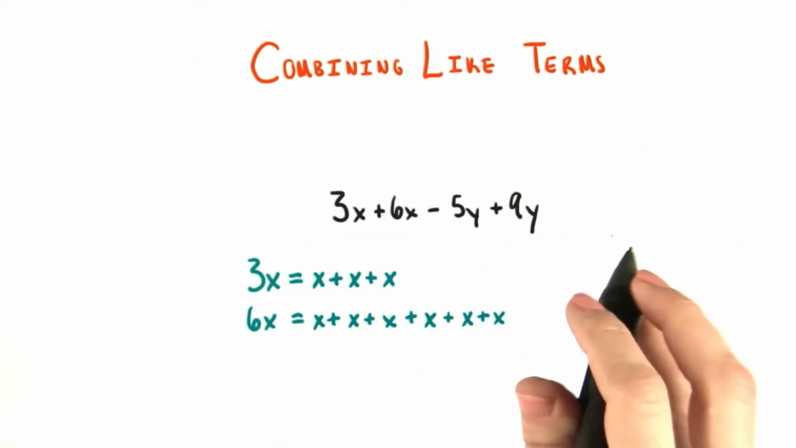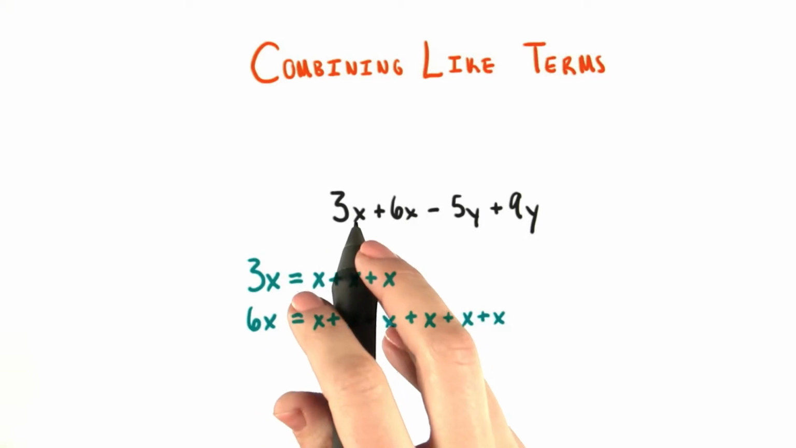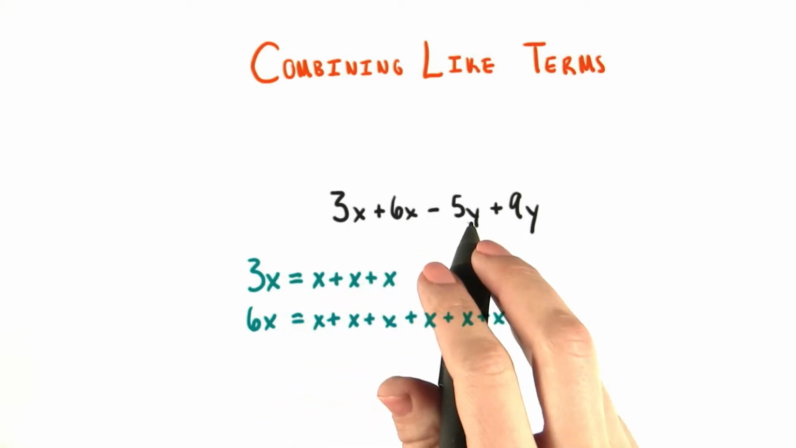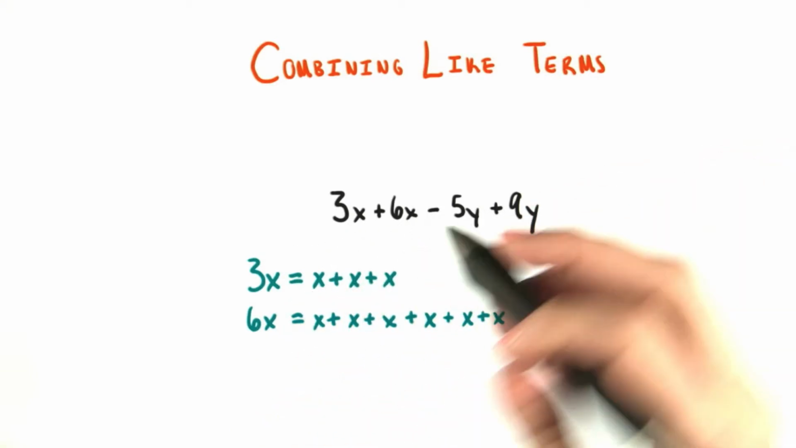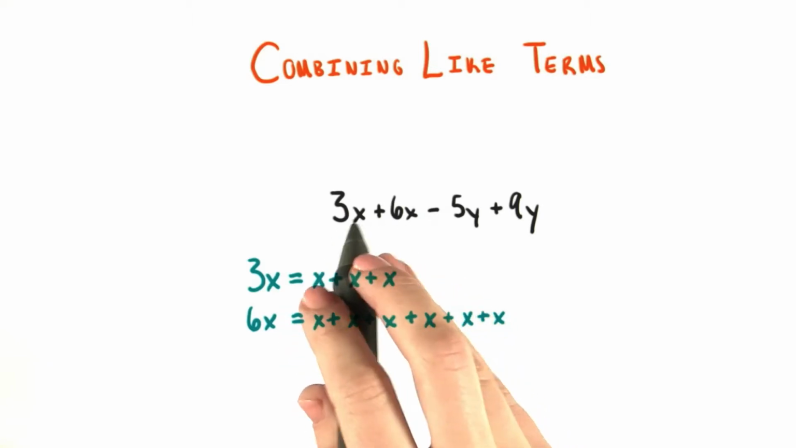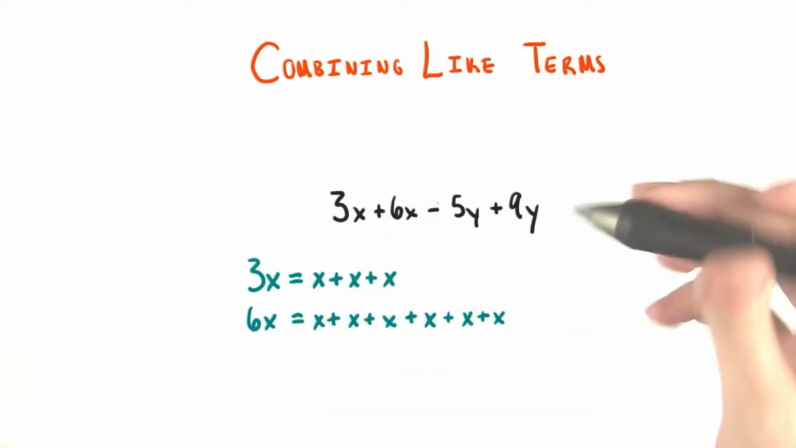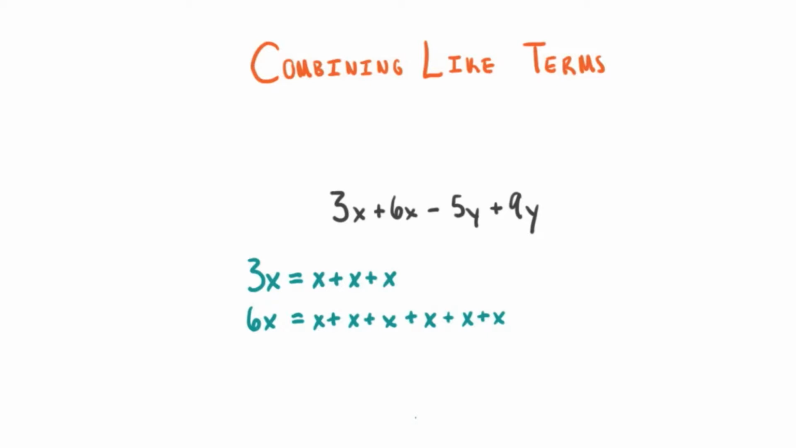So now we've switched the order of the terms around so that the terms with x are next to each other and the terms with y are next to each other. Now we can see that the first thing we want to do is add 3x and 6x together. With all of the x's written out, that doesn't seem that hard.